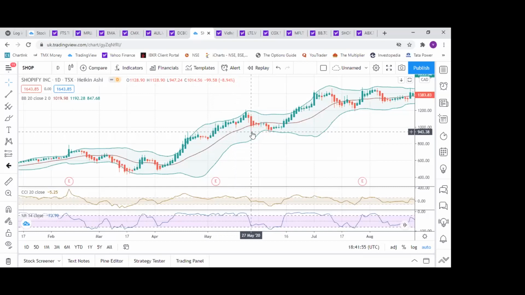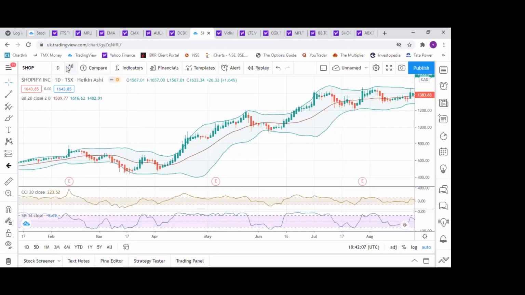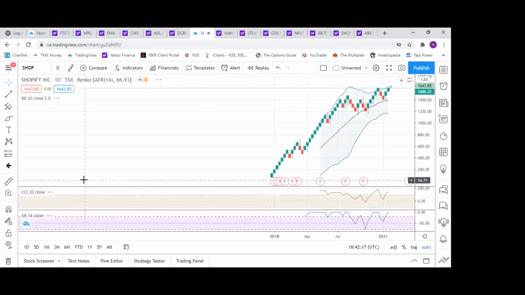I'm out. Now, if somebody, Vineet, had asked me, if I'm a long-term trader, a long-term investor, what would I do? Right, Vineet? I would shift my candles from Heikin Ashi to Renko. Clear? Now I am shifting into Renko.